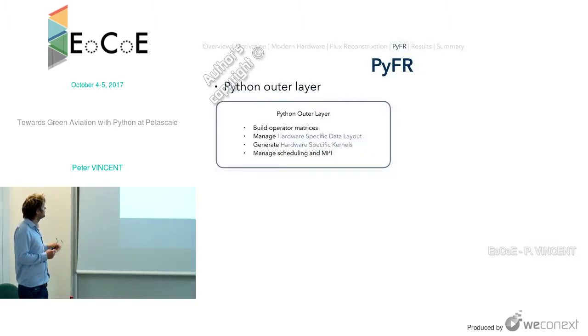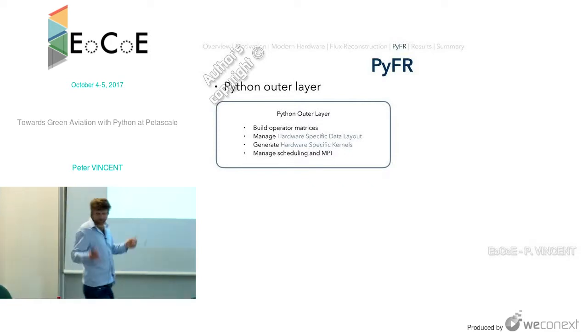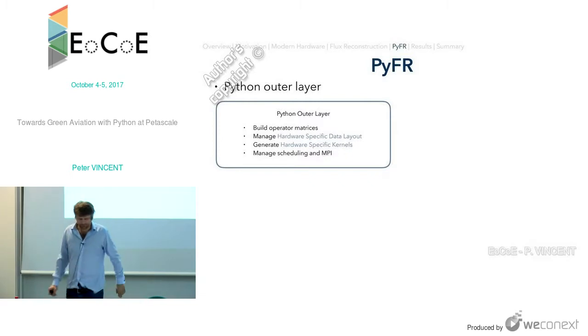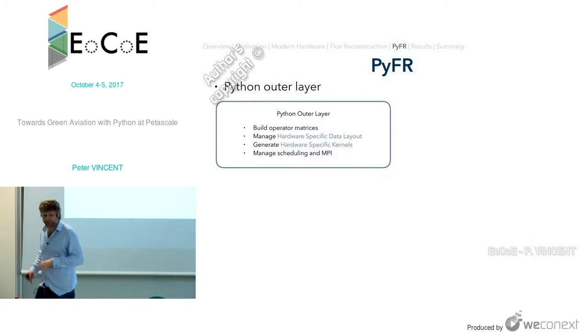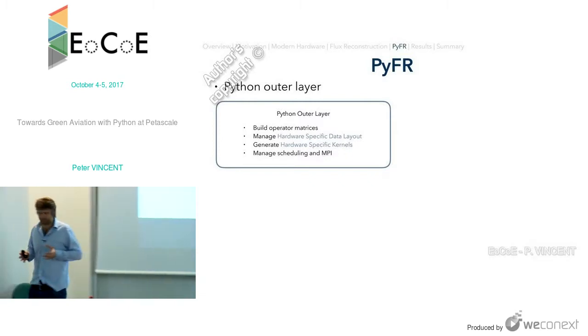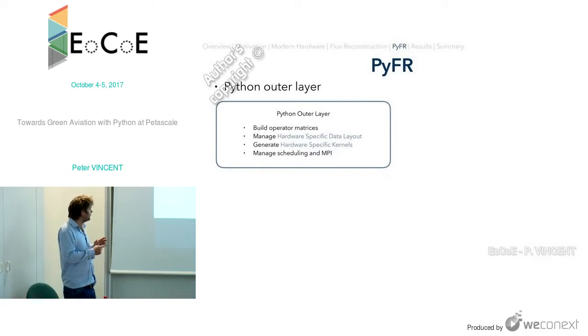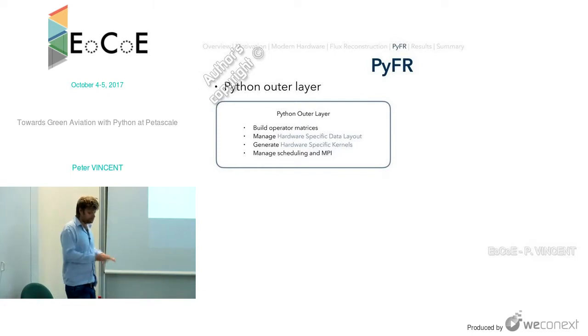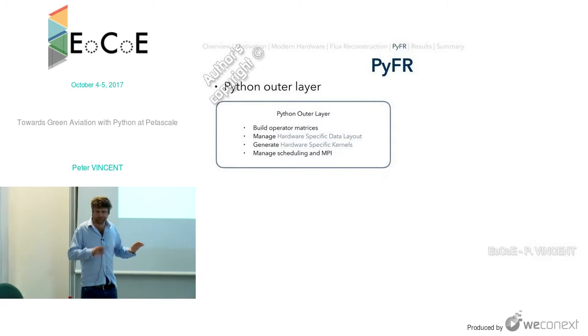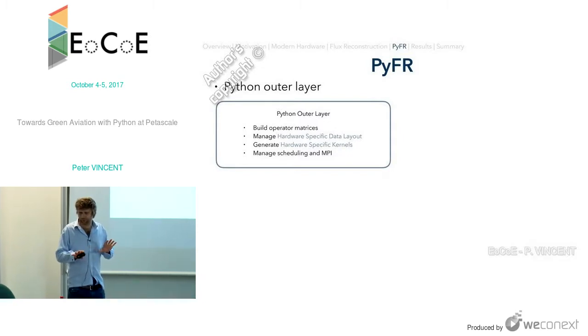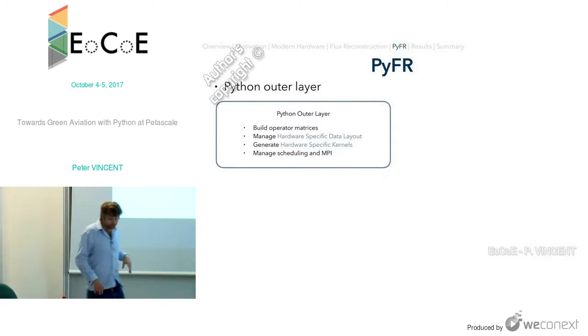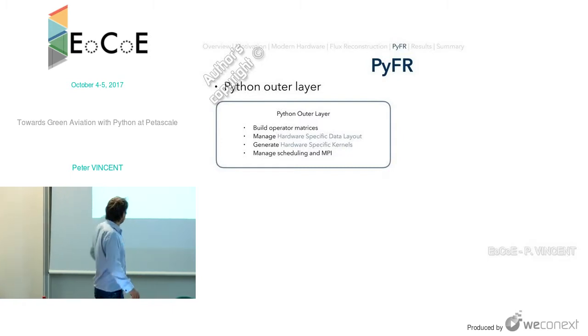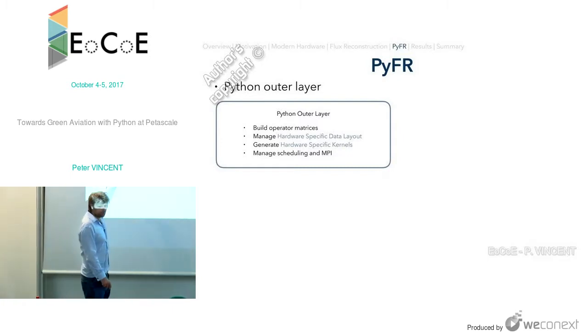So we have a Python outer layer. It's like the glue that glues everything together. And this builds various operator matrices that we need at the beginning of a simulation. It manages the hardware specific data layout, so you need different data layouts for different platforms to be optimal on different platforms. It manages that. And it manages the generation of hardware specific kernels. I'll talk about what I mean by hardware specific kernels in a second, but basically it's as it sounds.